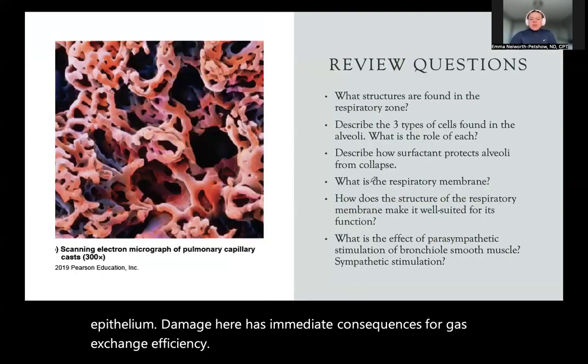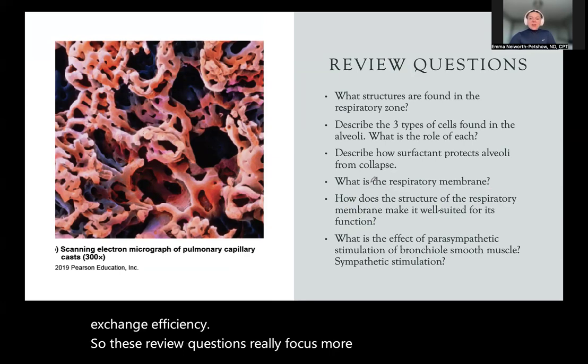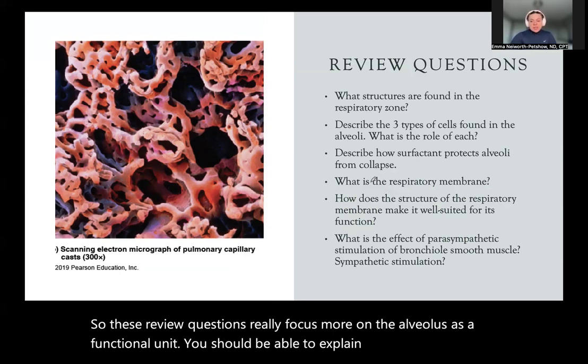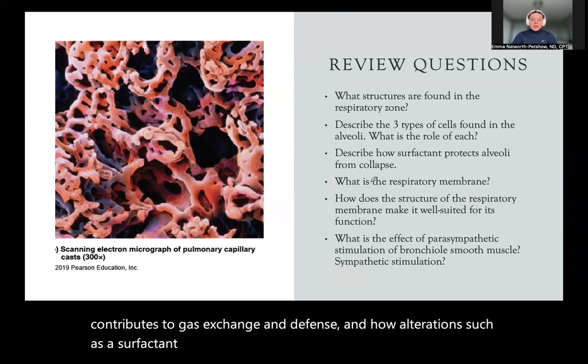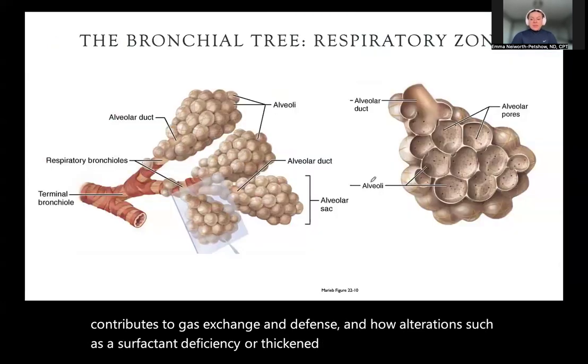So these review questions really focus more on the alveolus as a functional unit. You should be able to explain how each cell type contributes to gas exchange and defense, and how alterations, such as a surfactant deficiency or thickened membranes, could impair function.